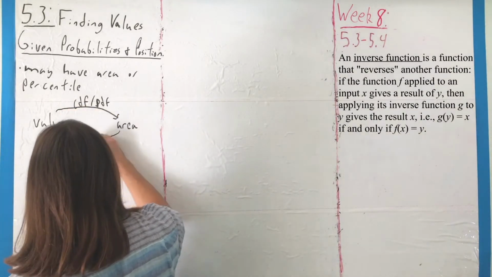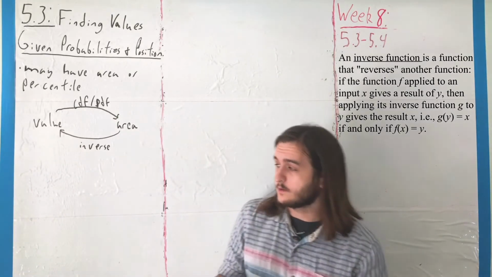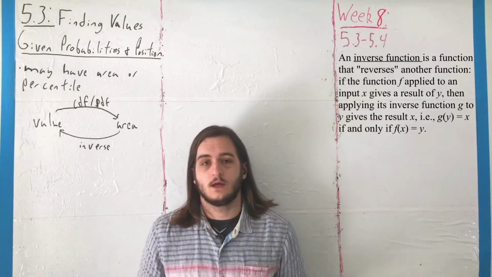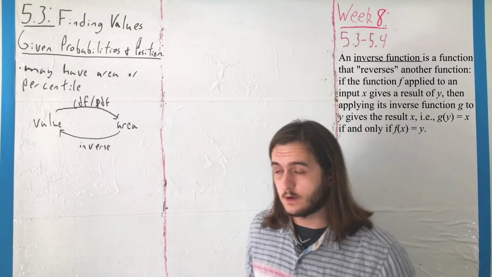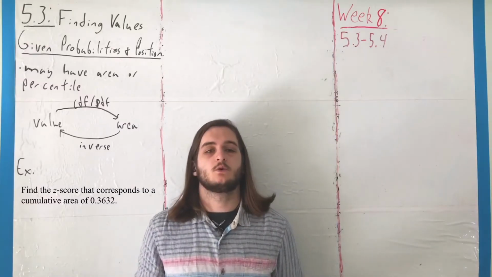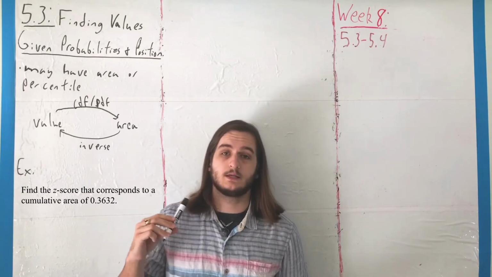And what we're going to see here is how we can go in the other direction. We can use our inverse functions, in this case inverse normal, to find a value given an area. And to understand this, let's take one quick example. So for this example, we want to find the z-score that corresponds to a cumulative area of 0.3632. That is, we want to find what z-score has 36% of data to its left.